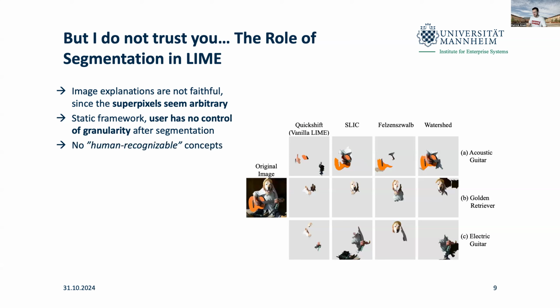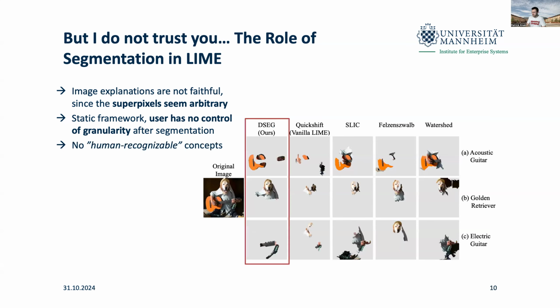In addition, we call them non-human recognizable concepts. We humans have different kinds of concepts in our mind. For example, if we have the concept car in our mind, we know that this super concept consists of multiple smaller concepts like windshield or wheel or chassis or whatever. However, if you're looking at those superpixels, we wouldn't say that those are actual recognizable concepts.